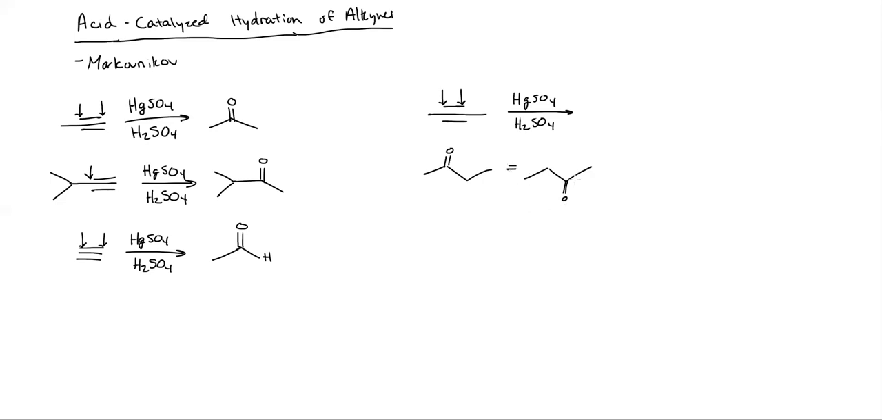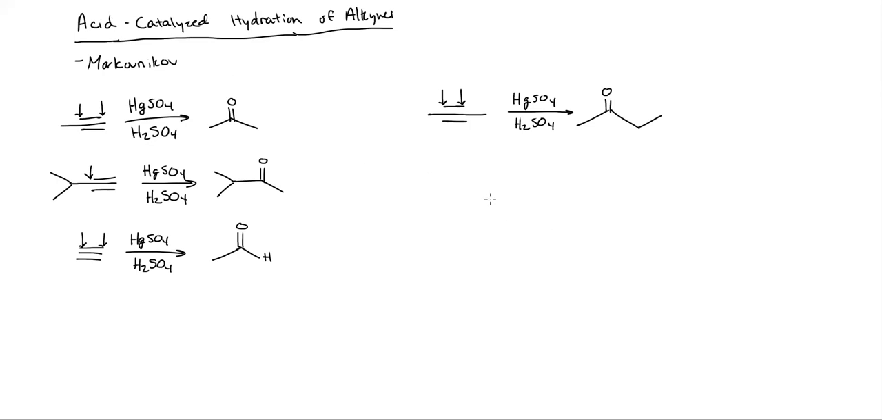These are the same thing. If I just rotate this and flip it, then they both become the same thing. So I just get one product here. So this is an internal symmetrical alkyne. So if I have an internal symmetrical alkyne, I just make one product, okay? Because these two are equal to each other if we just rotate them, all right?